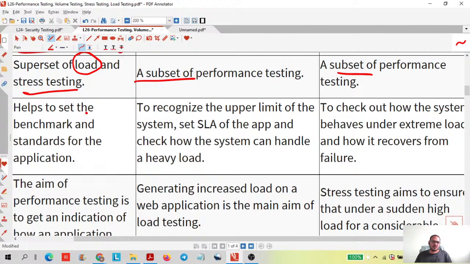So here performance testing helps to set the benchmark and standard for the application. There is some standard for a particular application. As you know, in TCS and Persistent examinations, they have given some minimum standards, like 4 GB RAM is required, a webcam is required, and a particular browser is required. So there is some standard to appear for the entrance exam.